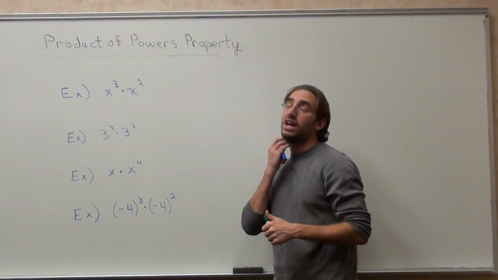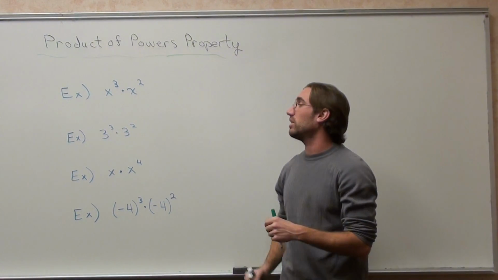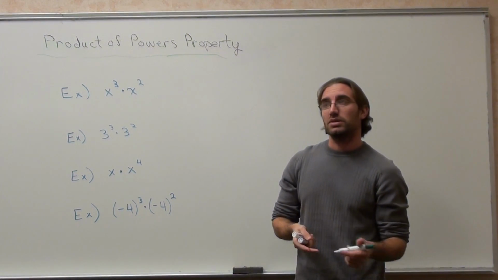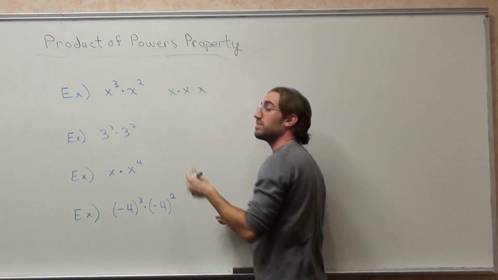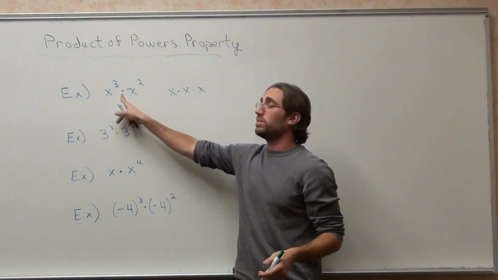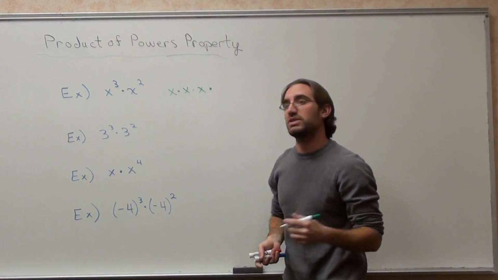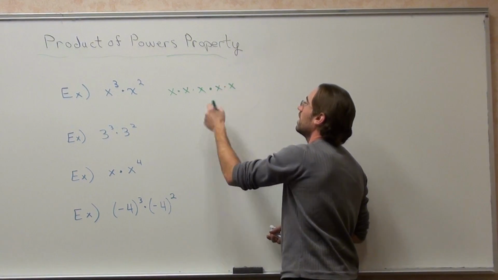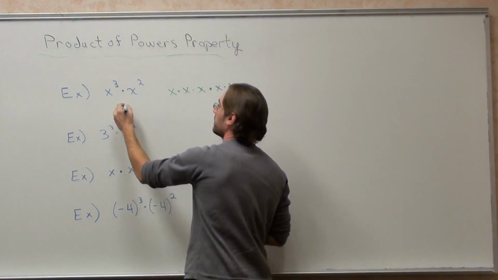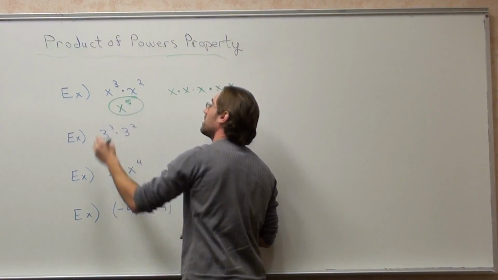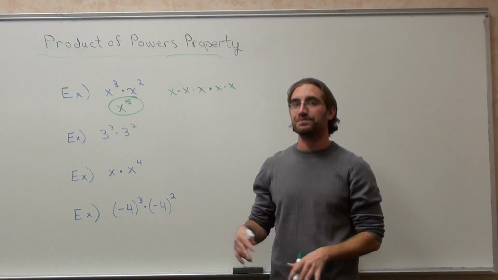I've got x to the third times x to the second. And I want to figure out what that is, or I want to simplify that. Well, if I write out x to the third in longhand, it's x times x times x. And then I've got a multiplication symbol in between. And x to the second is x times x. 1, 2, 3, 4, 5. I've got x to the fifth. Now some of you might already know what I'm going at here, but I'm not going to explain it just yet. I just want to do these problems first.